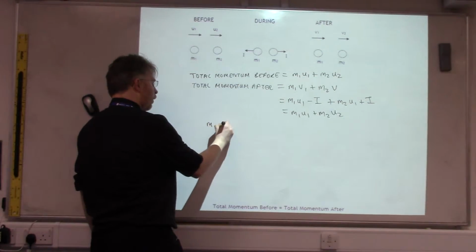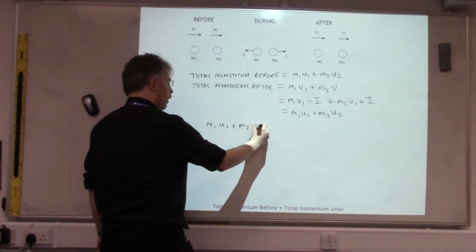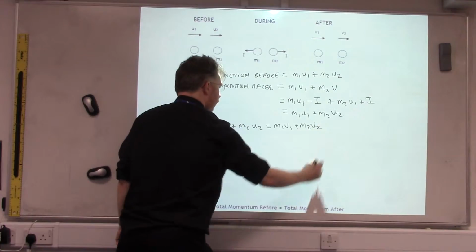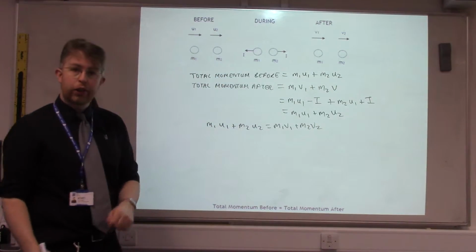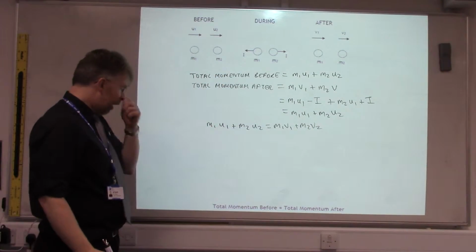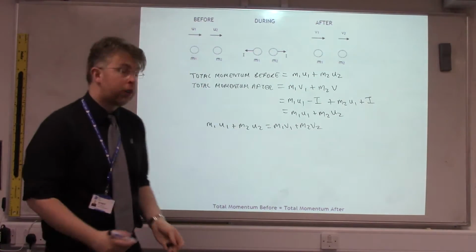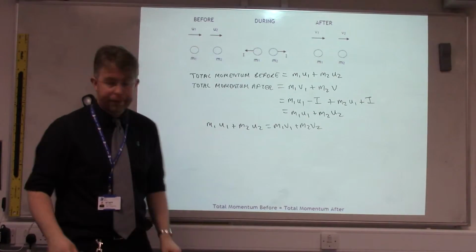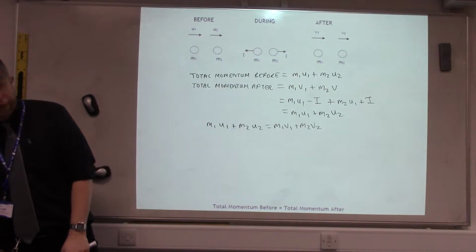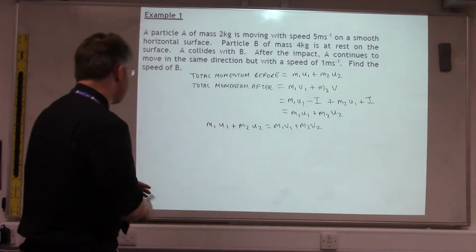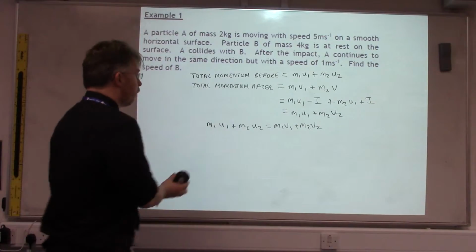So we've got m1 u1 plus m2 u2 equals m1 v1 plus m2 v2. The total momentum before equals the total momentum after. Now in questions, you're just going to need to know that fact. You won't need to derive it from scratch.